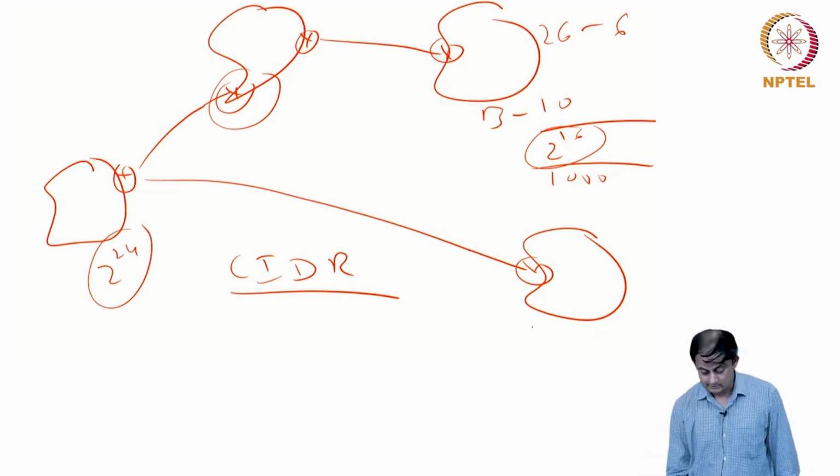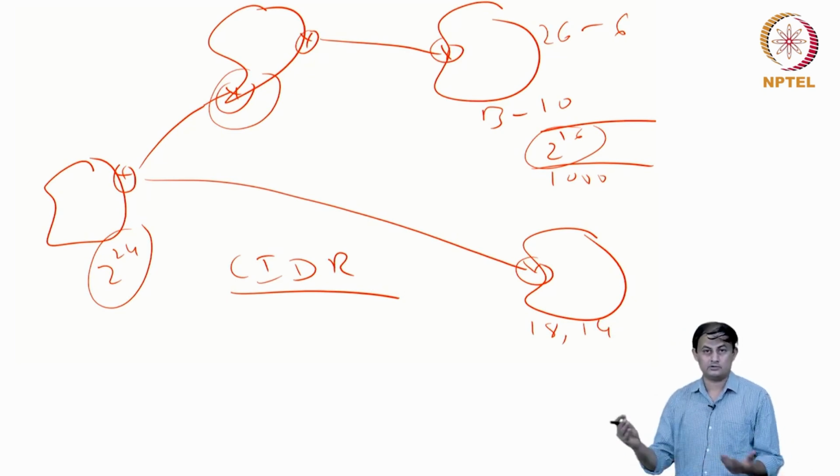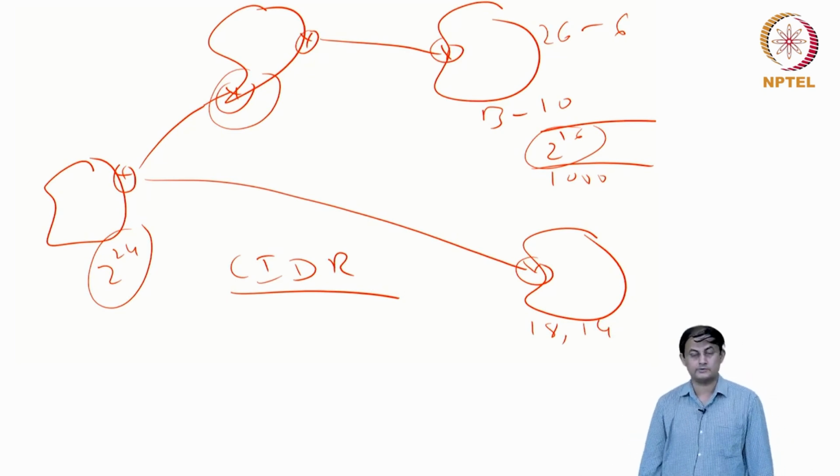Somebody else can say that I am going to have 18 bits for the network and the remaining 14 bits for the host component, and then you can have 2 to the power of 14 hosts inside that network.